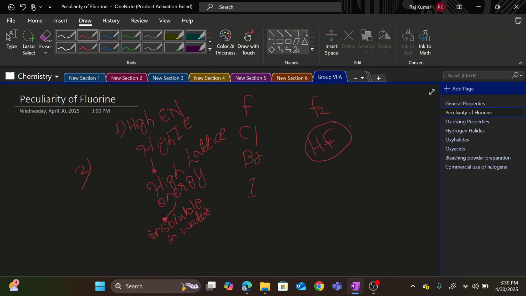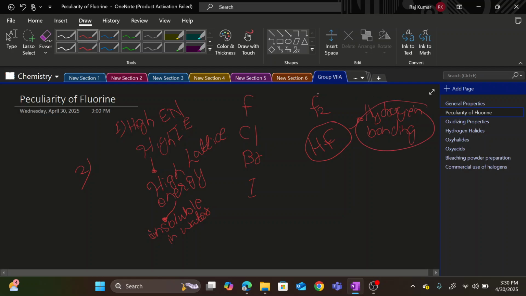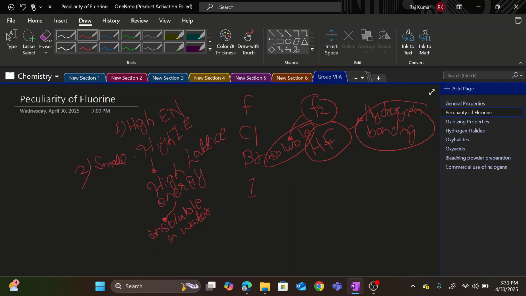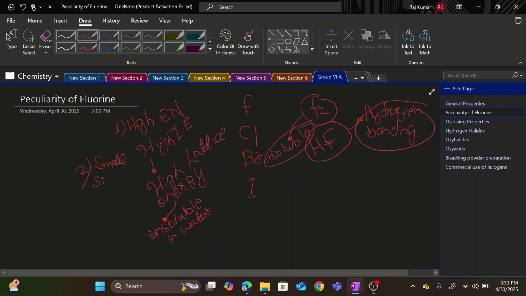The reason behind it is that hydrogen fluoride has hydrogen bonding. But fluorine gas does not have any sort of intermolecular forces, as a result of which fluorine gas is insoluble in water. And it has a very small size, because it has a high electronegativity value. It attracts the electrons so tightly that it has a really small size and a high nuclear charge, of course.